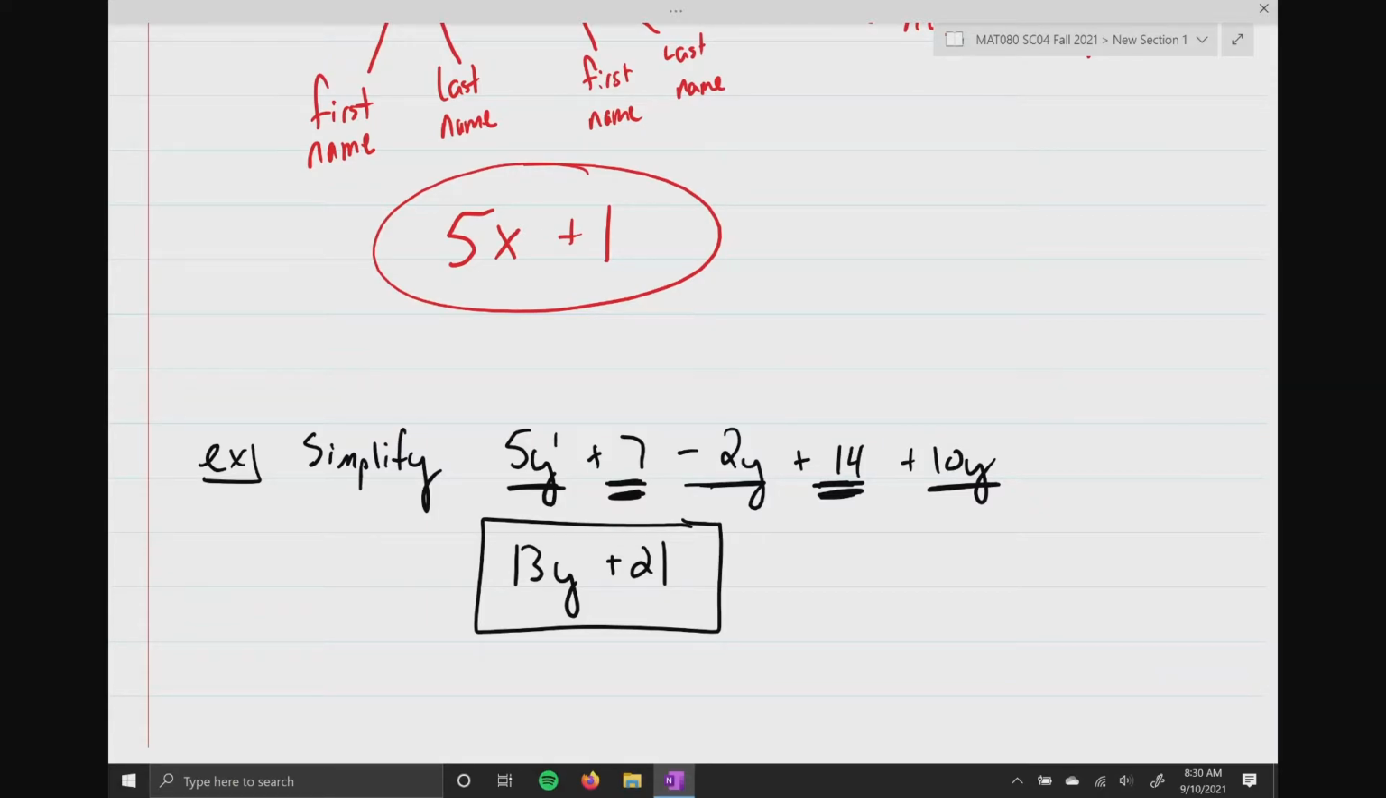Let me ask you this question. When you see 5y plus 7 minus 2y plus 14 plus 10y, is that an algebraic expression or is that an equation? That's not what I meant. I meant the answer, the 13y plus 21. Don't you want to get y by itself? Okay, so answer my question first, please. Is this an algebraic expression or is it an equation?